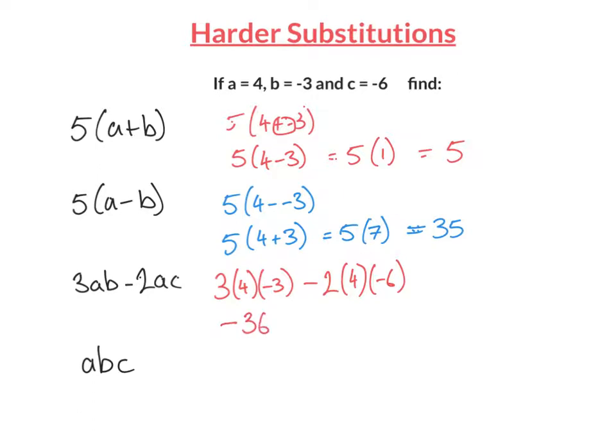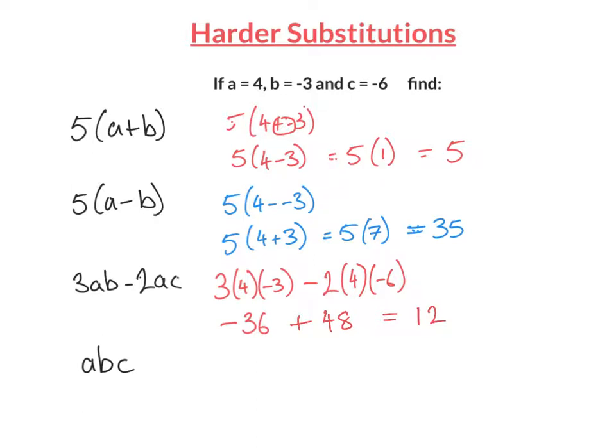Same sort of thing here, just need to be careful with our signs here. We're multiplying these two by minus 2. So minus 2 times 4 is negative 8. And negative 8 times negative 6, well, negative times a negative gives us a positive, and 8 times 6 is 48. And so minus 36 plus 48, well, that's the same as 48 minus 36, which is 12.